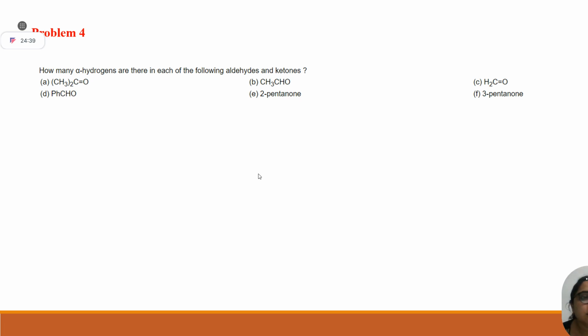Very easy questions. One by one, everyone can tell me. Okay. In first, who is going to tell me? They are asking the number of alpha hydrogens. If you draw its structure clearly, it is CO, CH3, CH3. Now tell me the number of alpha hydrogens. 6. Very good.